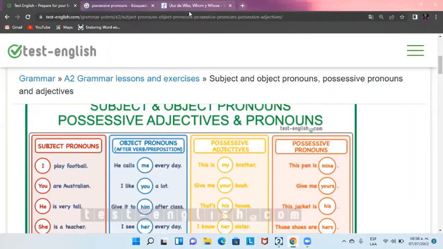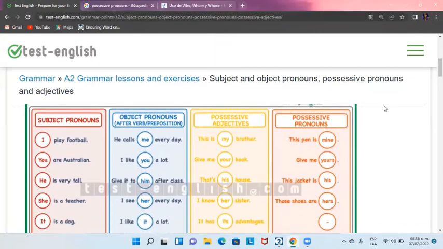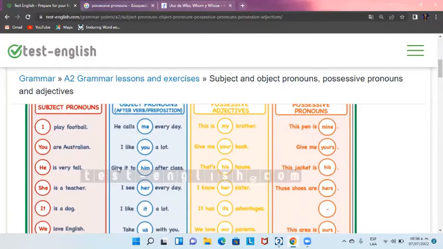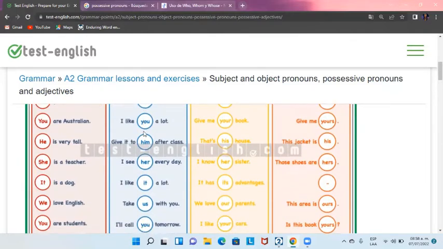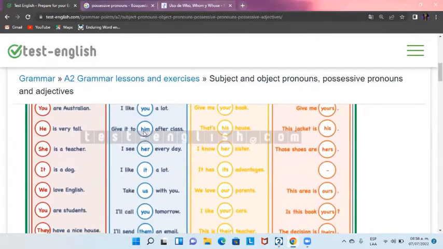Then we have our object pronouns. We also reviewed object pronouns maybe 3-4 weeks ago. Just remember that when the pronoun is in the middle, it's because the action is on us. In this case, he calls me every day. So it means that the call is for me. The action goes to me. I like you a lot. In this case, we have the word him.